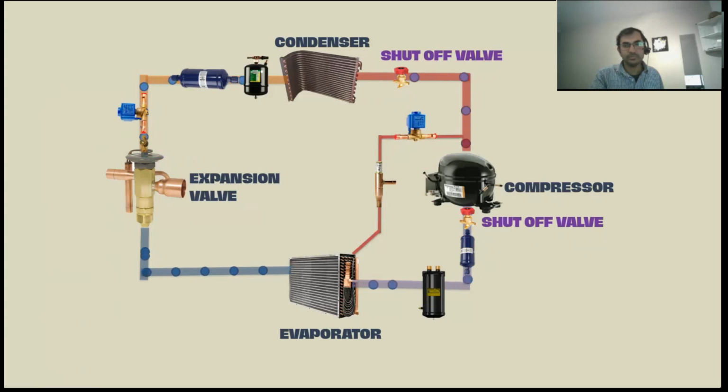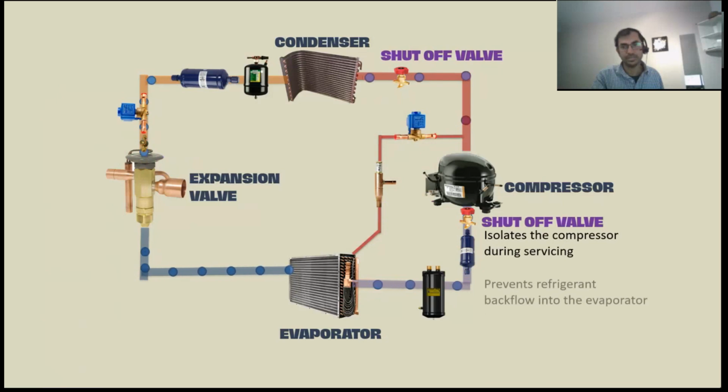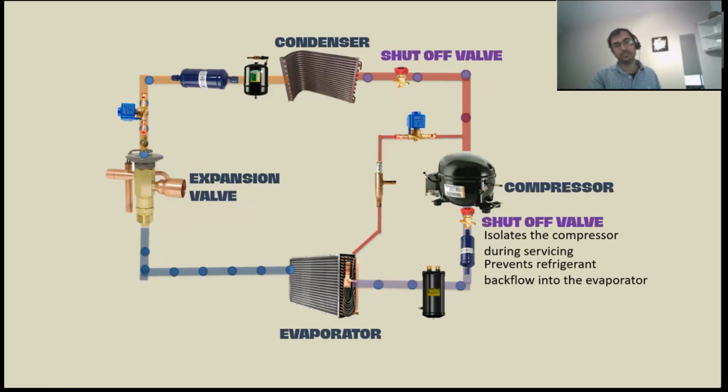And then the shut-off valve isolates the compressor during servicing. This is for the vapor line, that is between evaporator and compressor. This shut-off valve is kept before the compressor and it isolates the compressor during servicing and prevents refrigerant backflow into the evaporator. So no way there will be any backflow from compressor to evaporator.